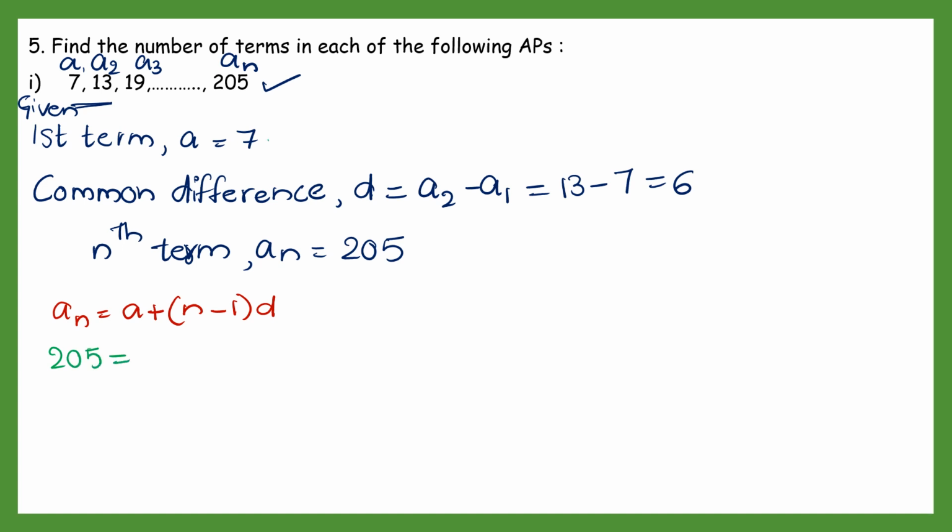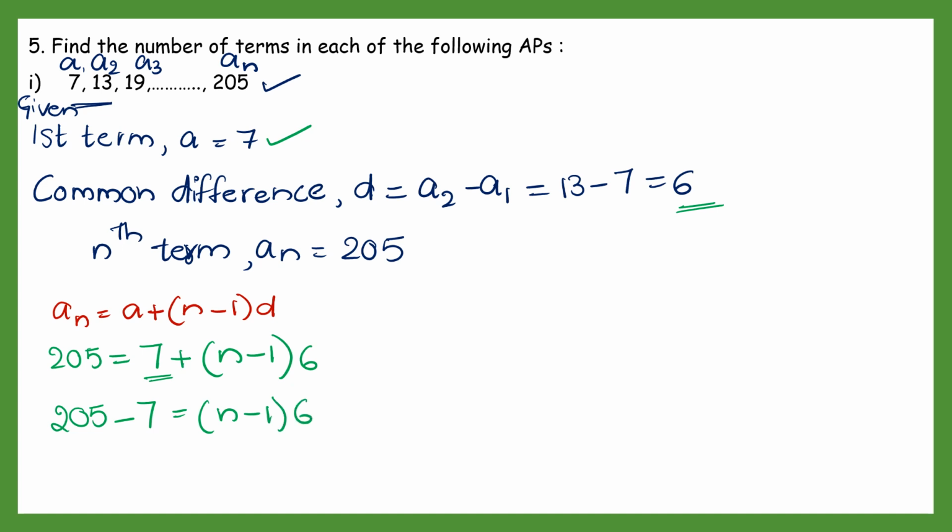This is equal to first term A, 7, plus n minus 1. We don't know the value of n, number of terms. D, common difference, is 6. Now 7 is on the right side of the equation. If it comes to the left side, 205 minus 7 is equal to n minus 1 into 6. 205 minus 7 is 198, equal to n minus 1 into 6. Minus into plus is minus, 6 into 1 is 6.